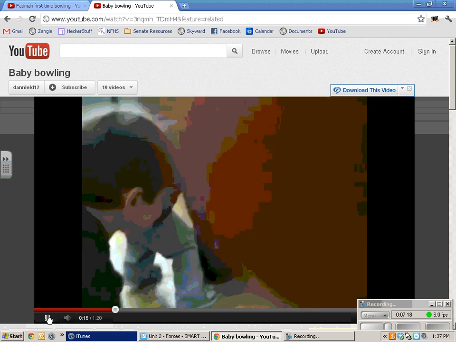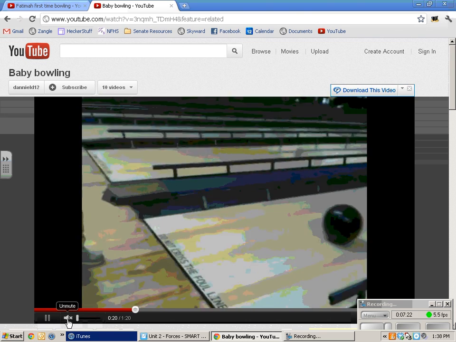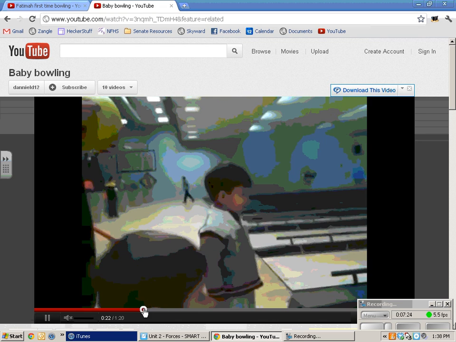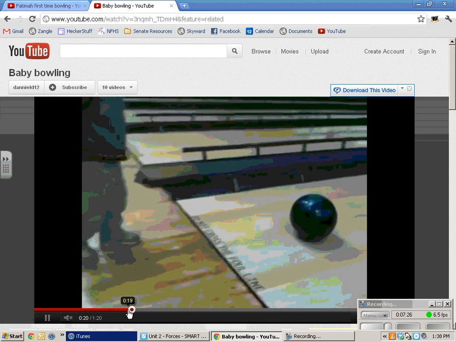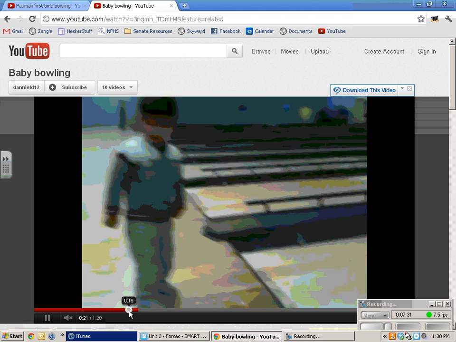So there's our kid pushing the ball. It's at rest. The ball stays at rest until the kid pushes it, and then it starts moving. So right there, we're focusing on this portion of the video, where his foot is in contact with the ball. See that? He's changing the velocity of the ball.